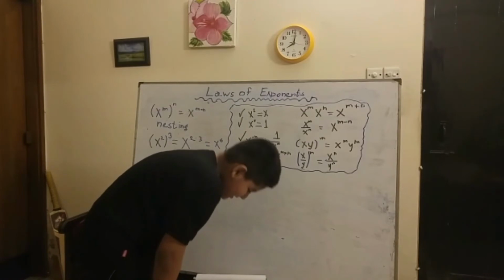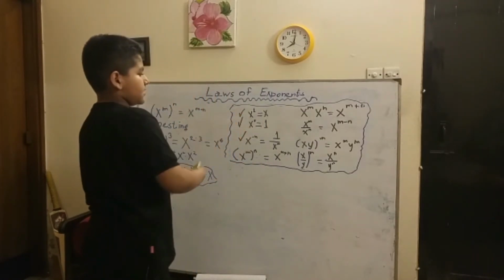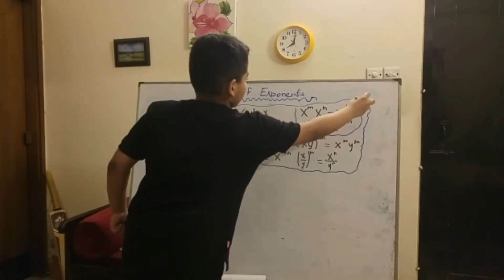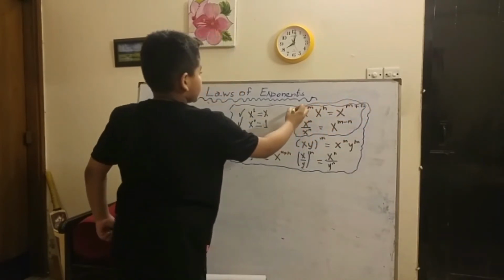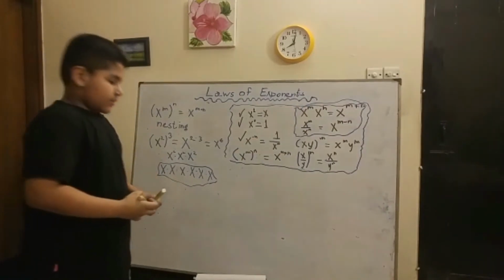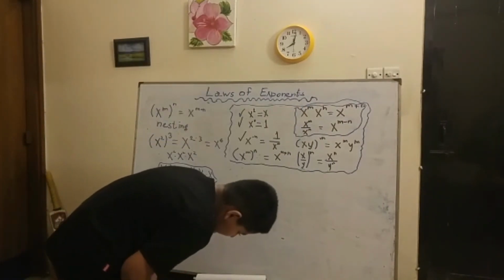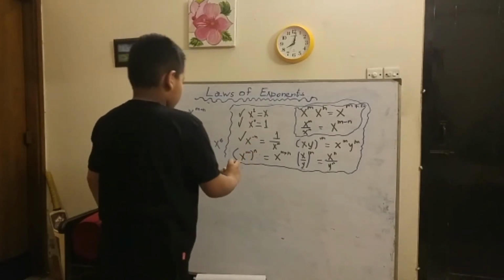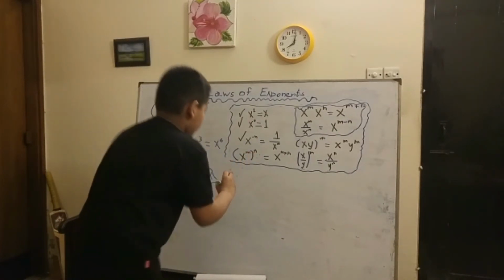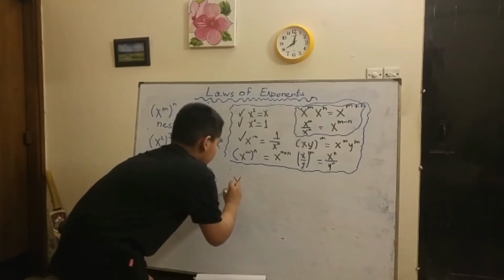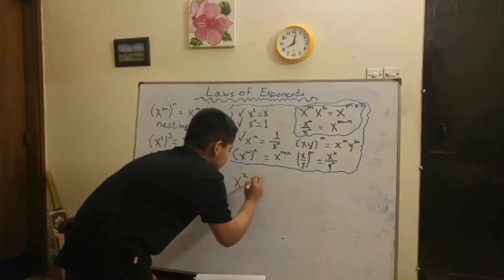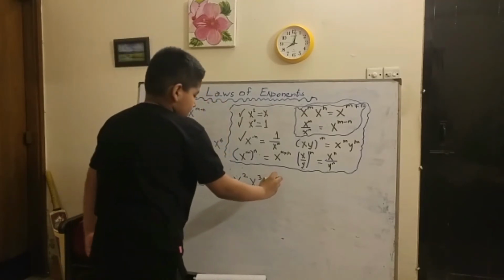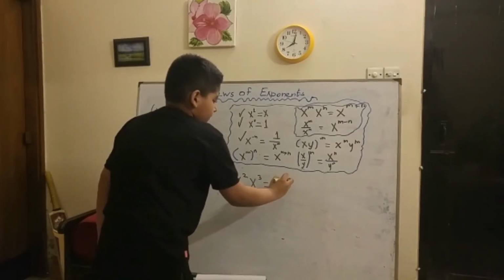Okay, so let's look at the next law. This time, we're going to see these as sets of laws. This is the first set because they relate. So let's see them in action. First of all, x to the m times x to the n. Let's say x squared times x cubed is the same thing as x to the 5th power.